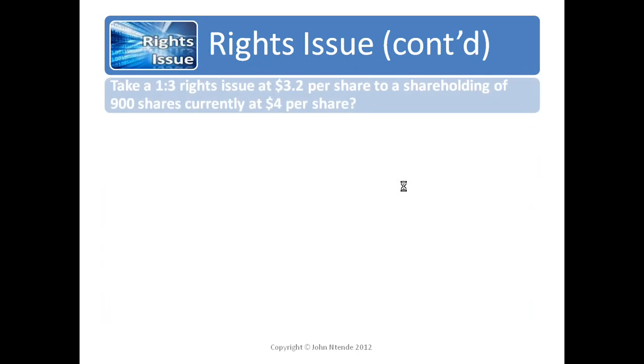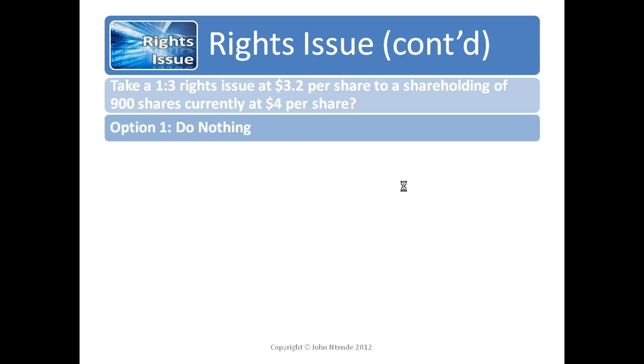For instance, let's take a 1 to 3 rights issue. A 1 to 3 means that for every 3 existing shares you get 1 additional share. Each additional share is priced at $3.2 per share. Let's evaluate, for someone holding 900 shares which are currently trading at $4 per share, what would happen in the first option, which means doing nothing. We first need to compute what they call the theoretical ex-rights price, basically the price at which the shares will trade immediately after the rights issue.